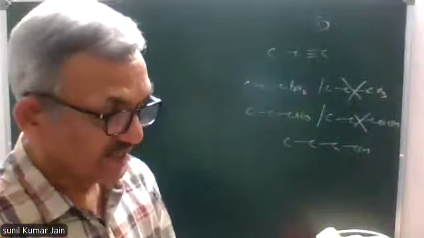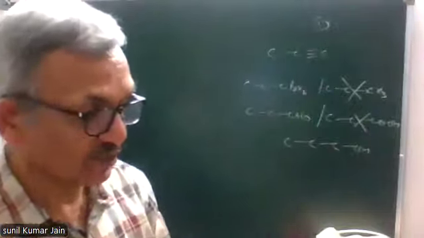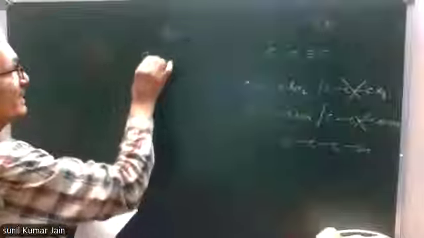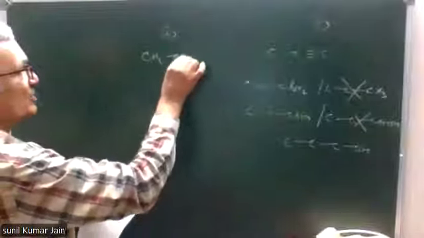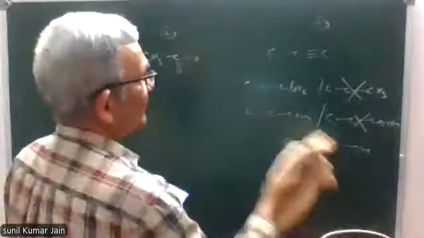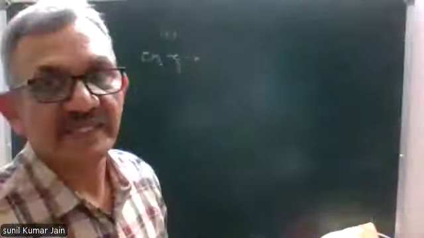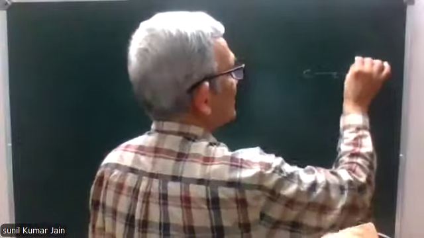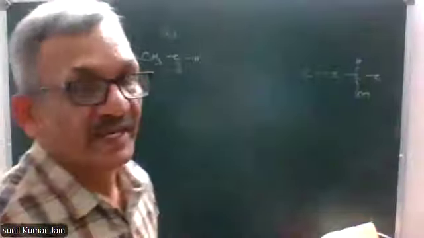Second sequence, ethyl magnesium bromide with A gives secondary butyl alcohol. A is CH3CHO. If you want, I can explain you. We are given secondary butyl alcohol. This is secondary butyl alcohol.